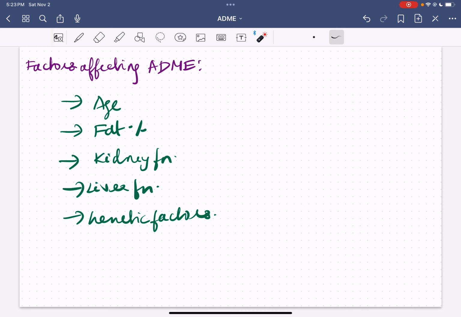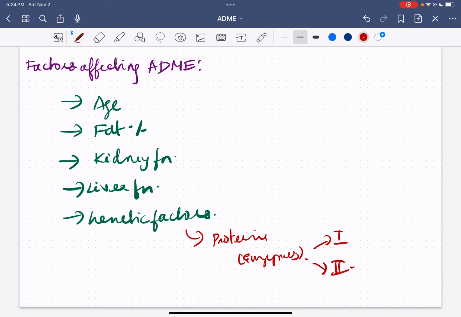And finally, genetic factors, because remember, genes are the ones that produce proteins, right? And you have your enzymes, which are made up of proteins. So these are the enzymes that catalyze the phase 1 and 2 reactions that we saw in the liver. So obviously genetic factors and how a person's genes influence the presence of an enzyme also play a big role in the ADME, specifically the metabolism of a drug.